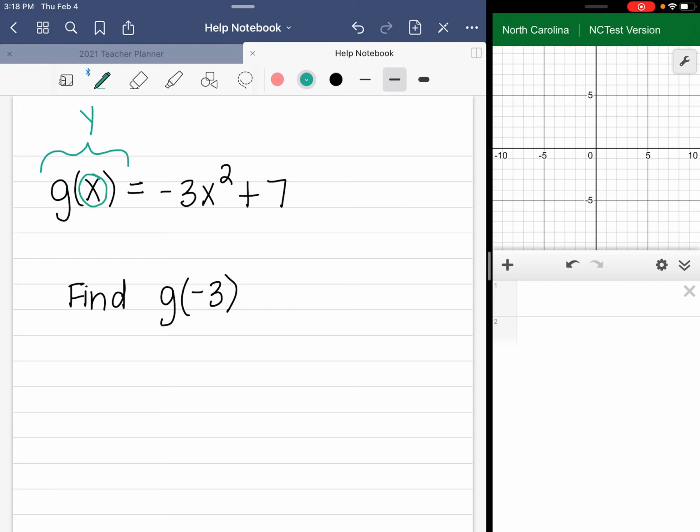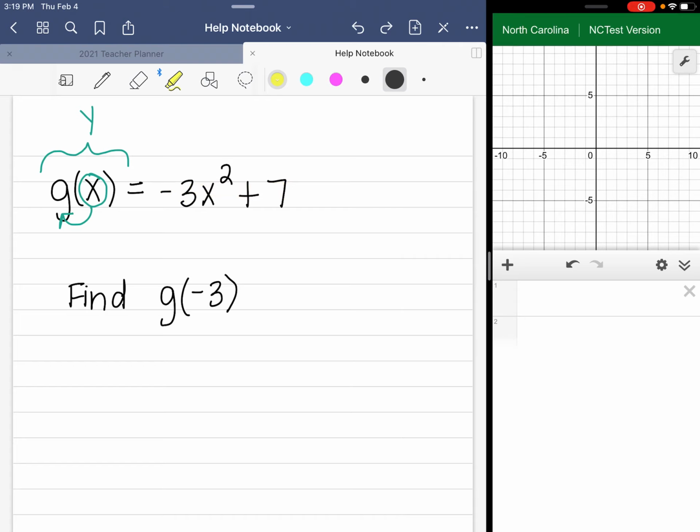So the function notation is being read that I'm going to input my x into my g function. And again, the g function is the label. This right here is your g function. That is the function that it is talking about.